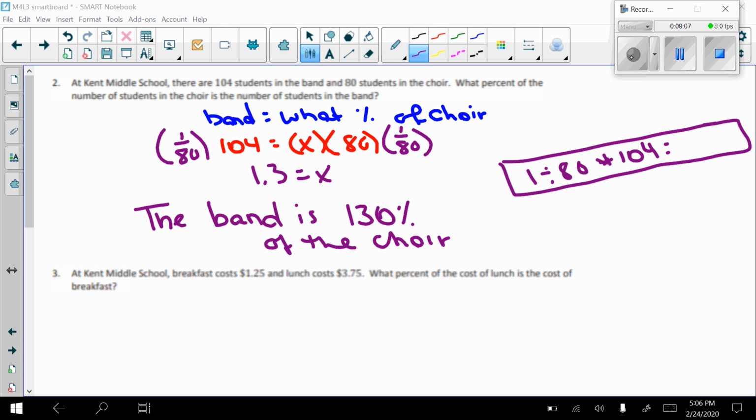How did you do? 1.3? The band is 130% of the choir. And does that make sense? If you look back, 104 in the band, 80 in the choir. The band is more, which means that we should have greater than 100%.